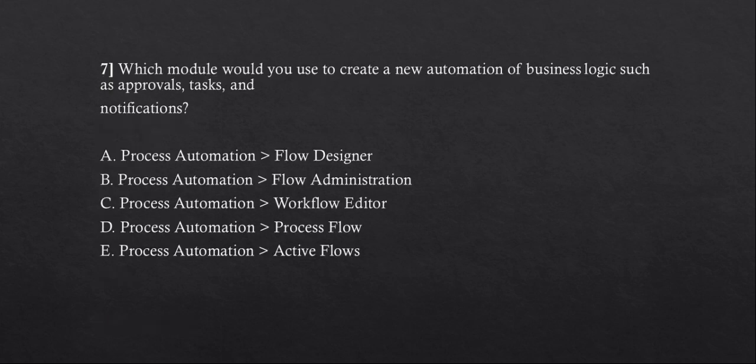Next question. 7. Which module would you use to create a new automation of business logic such as approvals, tasks, and notifications? A. Process Automation Flow Designer. B. Process Automation Flow Administration. C. Process Automation Workflow Editor. D. Process Automation Process Flow. E. Process Automation Active Flows. Answer: A.